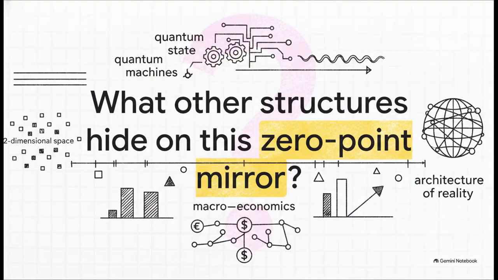Which leaves us with, honestly, a pretty profound question to ponder as we wrap up this explainer. If the foundational scaling of two-dimensional space is governed by this incredibly elegant, balanced reflection across a mathematical 0-point mirror, what other structures in the physical universe might be hiding on this exact same unyielding baseline? From quantum state machines to the very bounds of macroeconomics, if this geometry holds true, it fundamentally rewrites how we understand the architecture of reality.